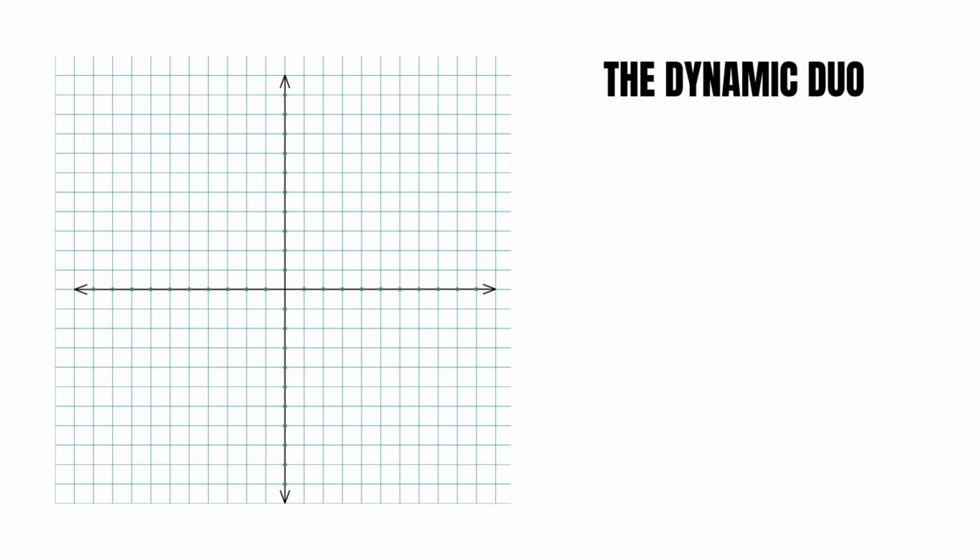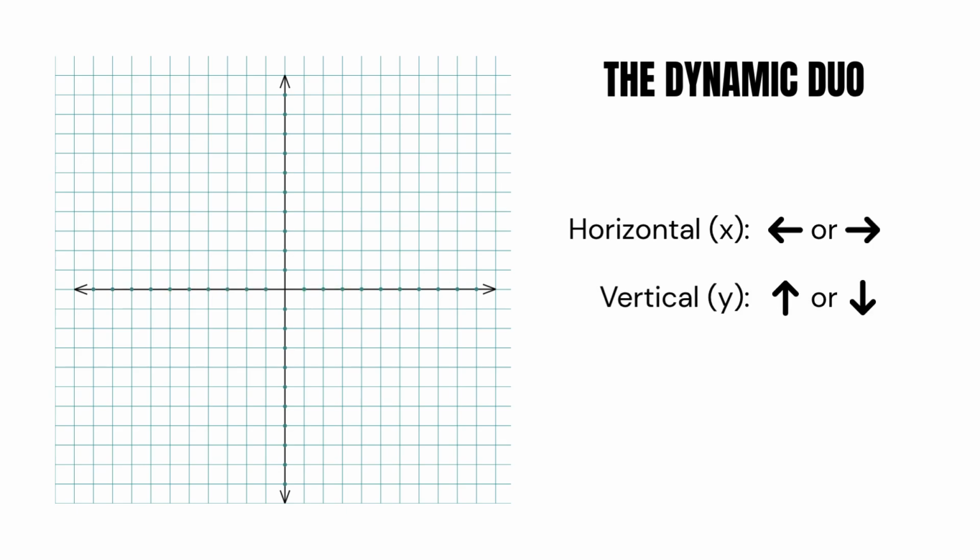First, we need to understand direction and distance. To slide any shape, you need to know exactly which way to go and how far. We use our standard x and y axes for this. Horizontal moves happen along the x-axis. Moving right is positive and moving left is negative. Vertical moves happen along the y-axis. Moving up is positive and moving down is negative. Keep those directions straight and you can't fail.